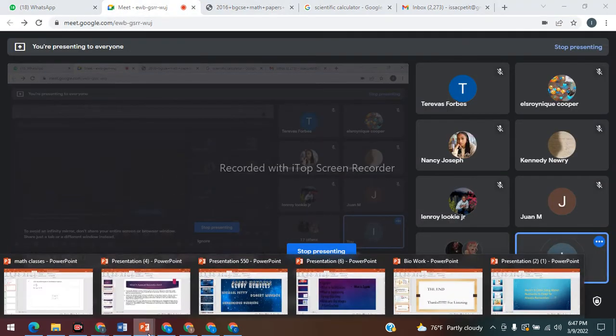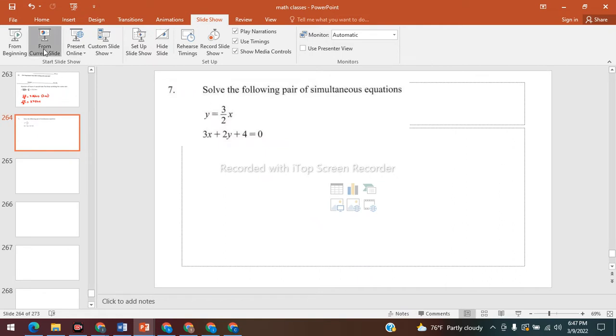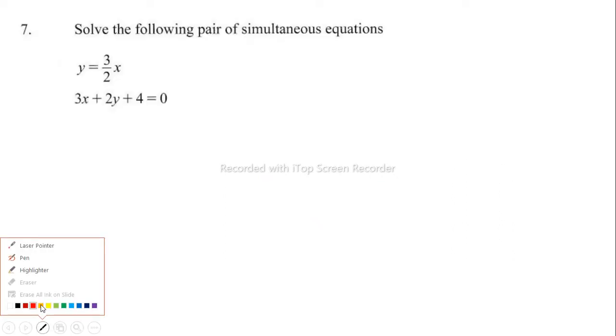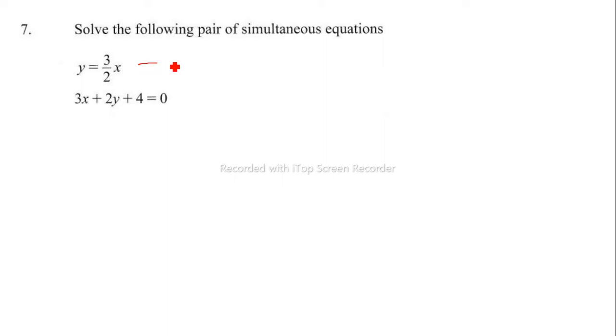Okay, so let's go and do this. The first thing that we're going to do is name the equations. We're going to name this one equation 1, and we're going to name this one equation 2.